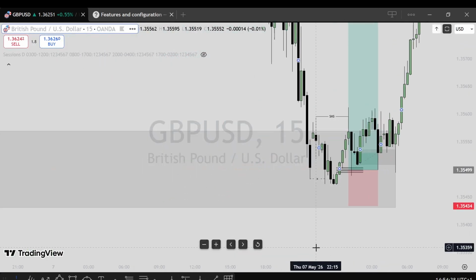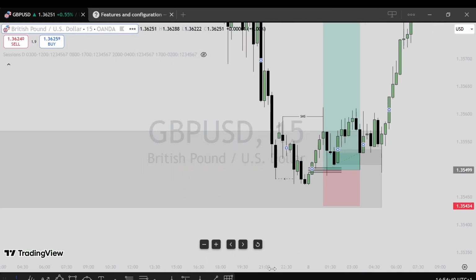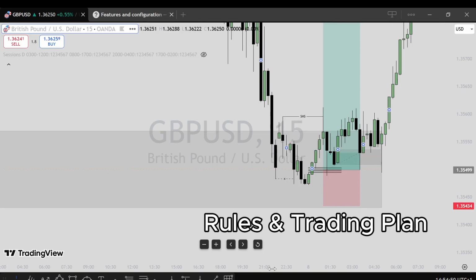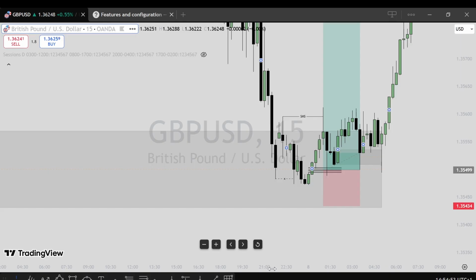So this is my approach on this particular trade, and this is the kind of stuff I actually saw and anticipated before I took this trade. That's why as a trader you have to craft out a rule for yourself and follow that rule religiously with discipline. So this is my trading approach and this is how I trade. My major strategy is the institutional concept, the ICT concept.